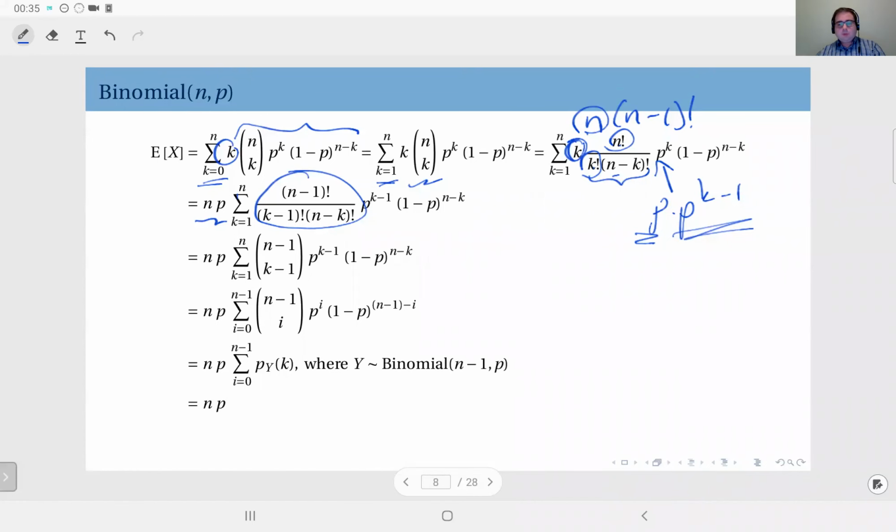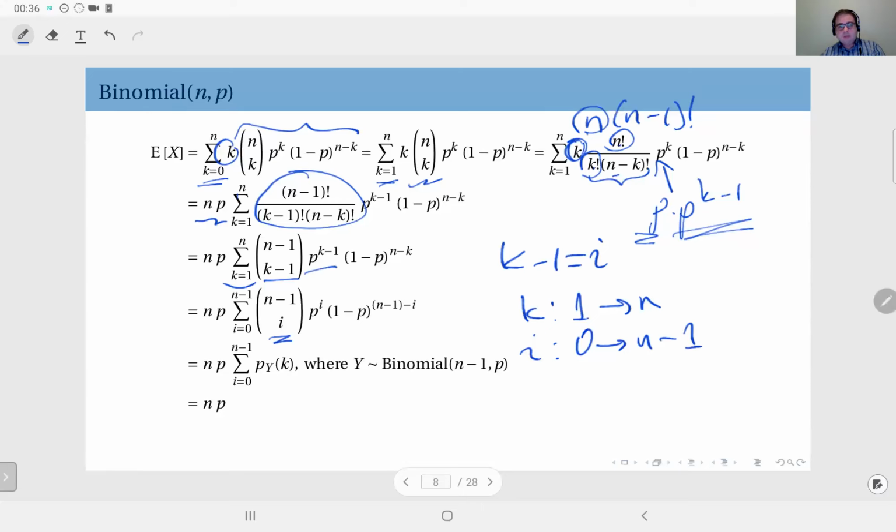Now at this point, I'm going to make a variable change. I'm going to define k minus 1 as i. And the range of k in this sum, you see k from 1 to n, and that means i will range from 0 to n minus 1. So that will be n minus 1 choose k minus 1. It's going to become n minus 1 choose i, per my definition.